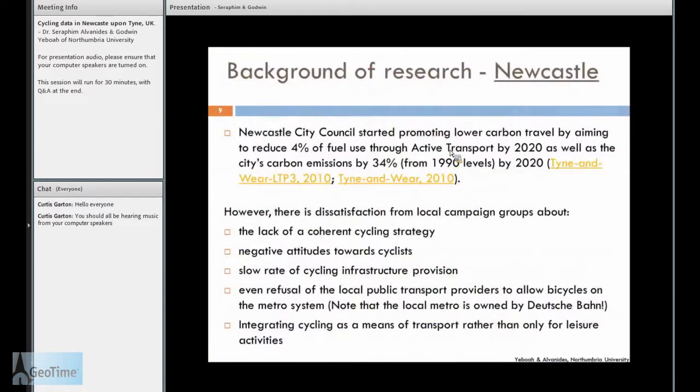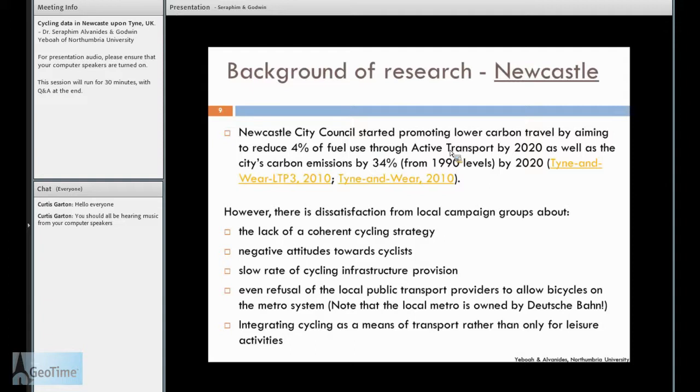Despite the policy initiatives by the Newcastle City Council towards promoting lower carbon methods of travel, there appears to be some dissatisfaction from local campaign groups about the lack of coherent cycling strategy, negative attitudes towards cyclists, slow rate of cycling infrastructure provision, even refusal of the local public transport providers to allow bicycles on the metro system.